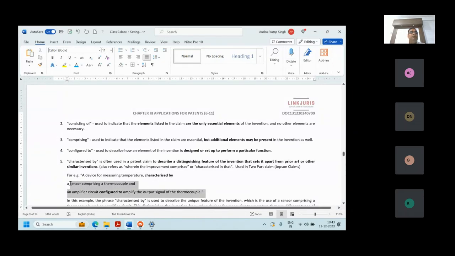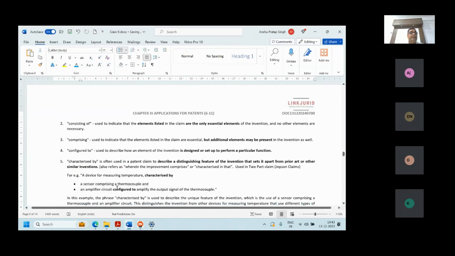It would look like this, right? Characterized by a sensor comprising a thermocouple and an amplifier. If you are writing this, it should have been: and an amplifier configured to amplify the output signal of the thermocouple. Now this is a Jepson claim. That means a prior art has been described and a distinguishing invention has been added.